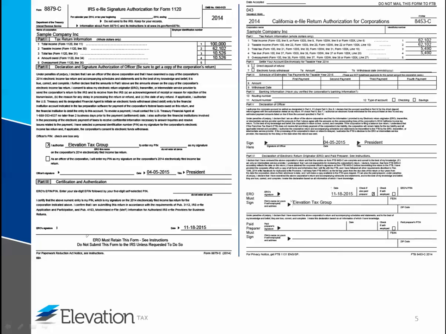So for the federal form, you will need to sign your name on the officer signature line. An officer will also be asked to sign the state form. And once signed, send the form or the forms back to us so we can e-file your business return.